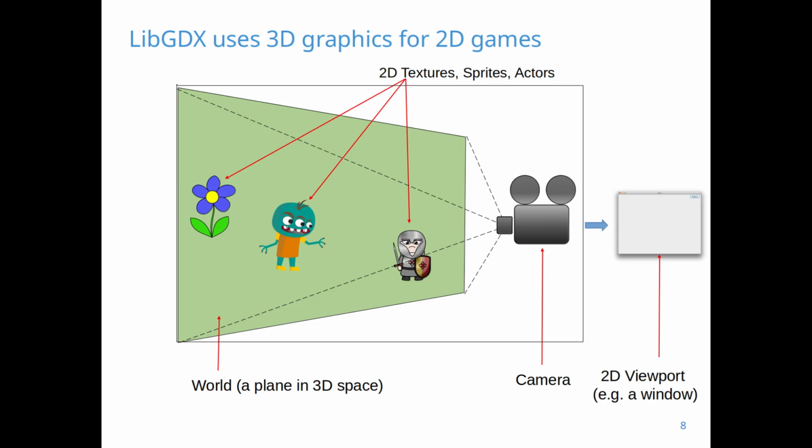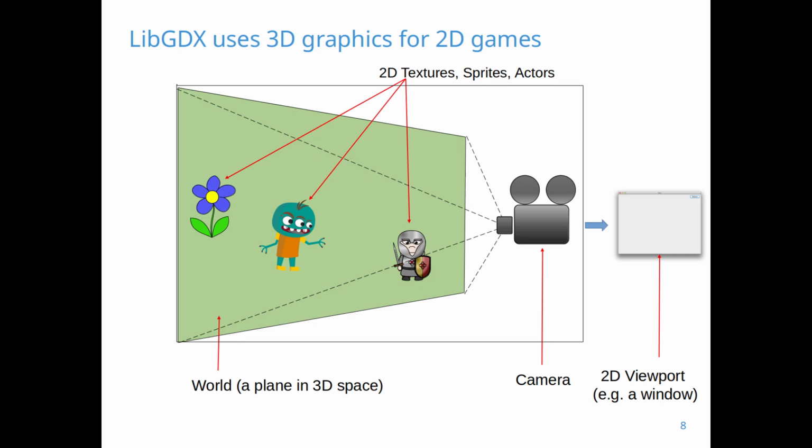So we have the world, a plane in 3D space. We have a camera that looks directly onto it, and the information received from the camera is then somehow presented to the user through an abstraction called viewport. Viewport could be a mobile phone screen. It could be a window on the desktop platform or something else entirely.